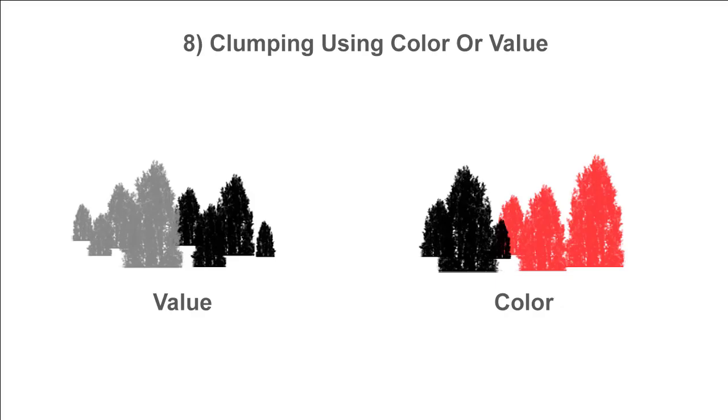Tip number 8 is clumping using color or value. As well as just being near to each other, 2 or more objects can form a clump if they have the same color or the same brightness. And that allows you to use, for example, lighting in order to make clumps of separate objects.